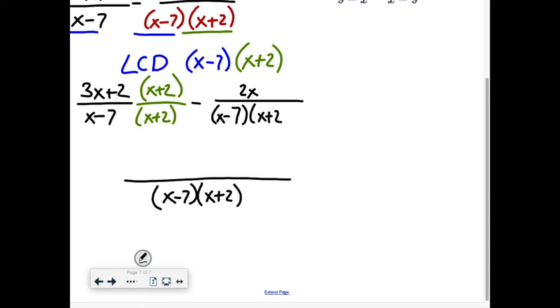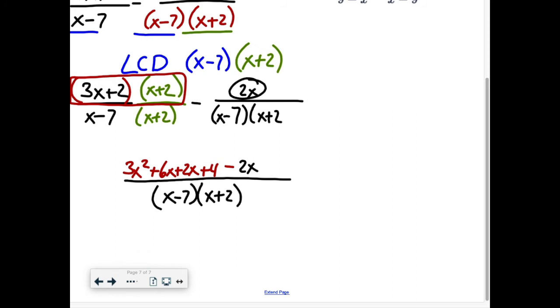It's going to have this part all thrown together. And just to be really clear, this is the entire 3x plus 2 times the entire x plus 2. So we're going to need to use box method for that, or FOIL. And that's going to give us 3x squared plus 6x plus 2x plus 4, all minus the 2x.